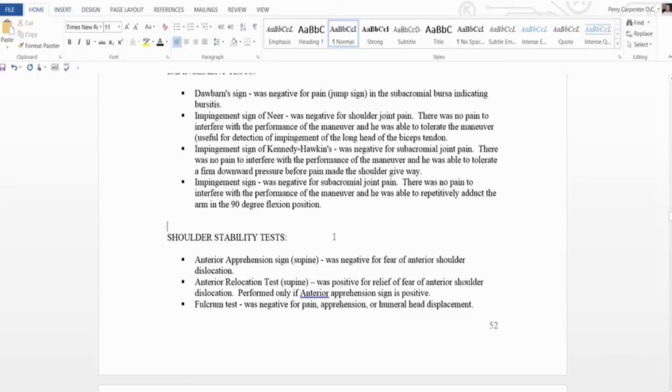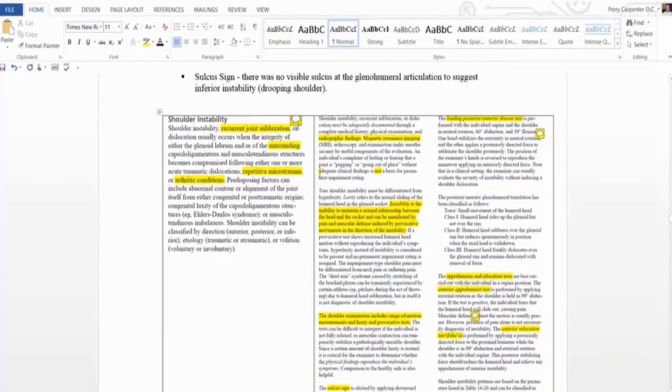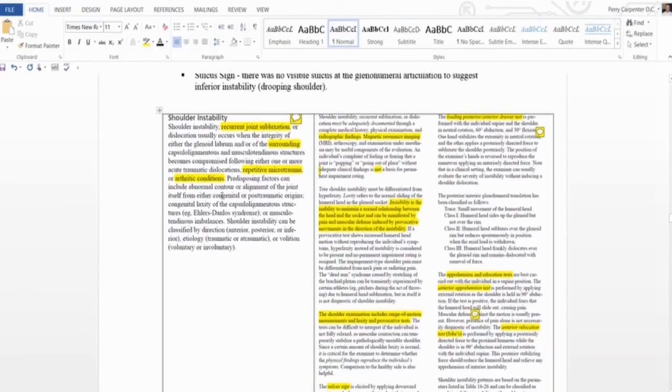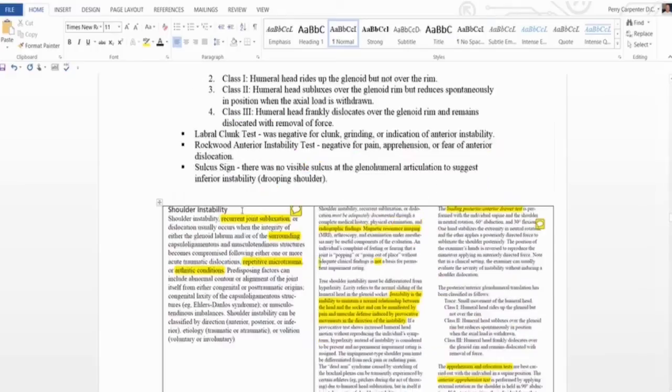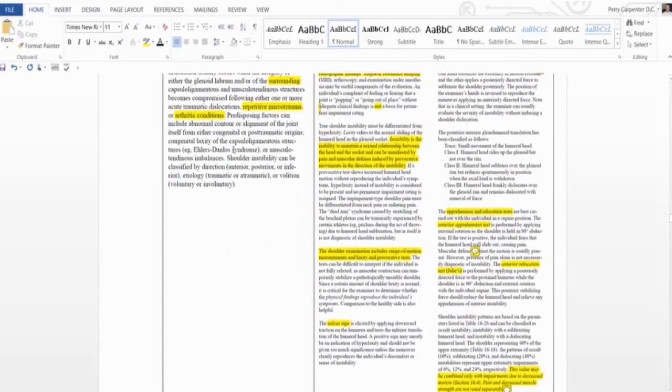Okay, here's all your shoulder stability tests. And remember that shoulder instability is one of the impairments of the shoulder. So in order to keep that concept fresh in your mind, it's a good idea to put the text from the AMA guides immediately below your shoulder stability testing portion of your report.